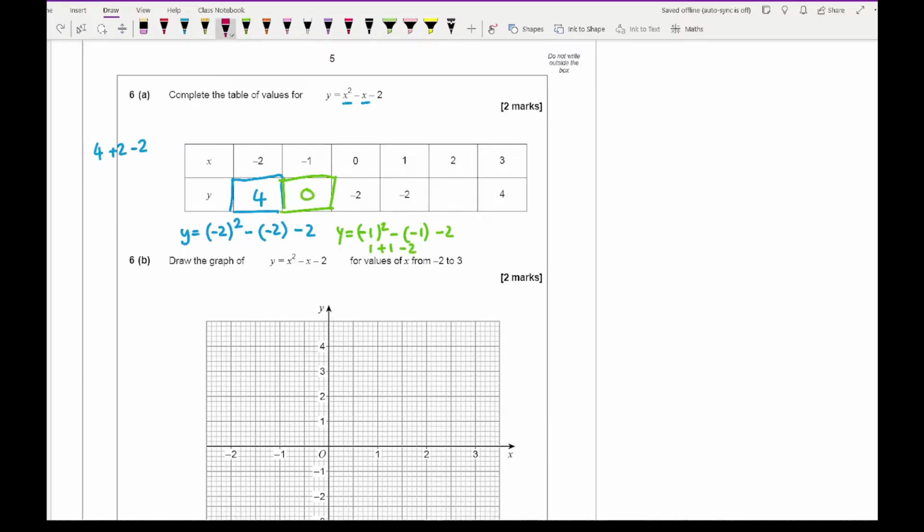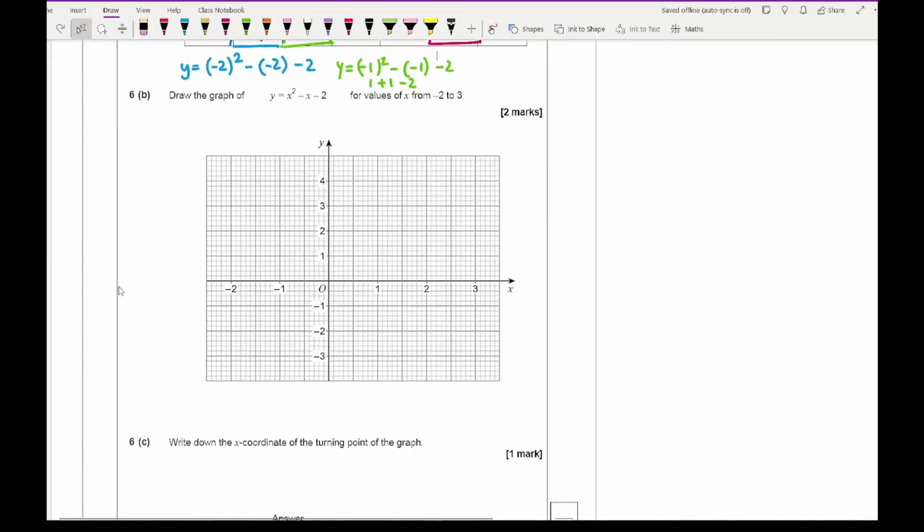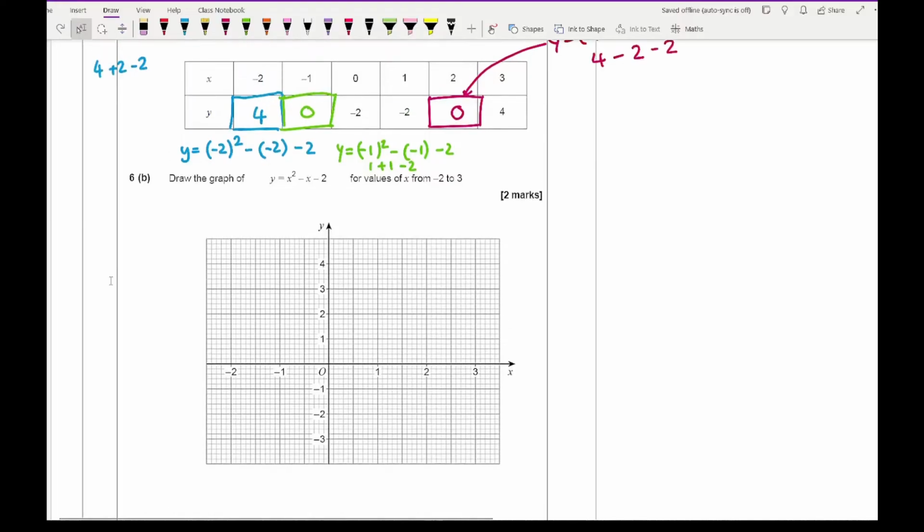Then for the third one, we're substituting in positive 2, so that becomes y equals 2 squared minus 2 minus 2, so that becomes 4 minus 2 minus 2, which becomes 0. Then for question 6b, it says draw the graph of y equals x squared minus x minus 2. So for this, all we need to do is plot the coordinates that we've done in the table of values.